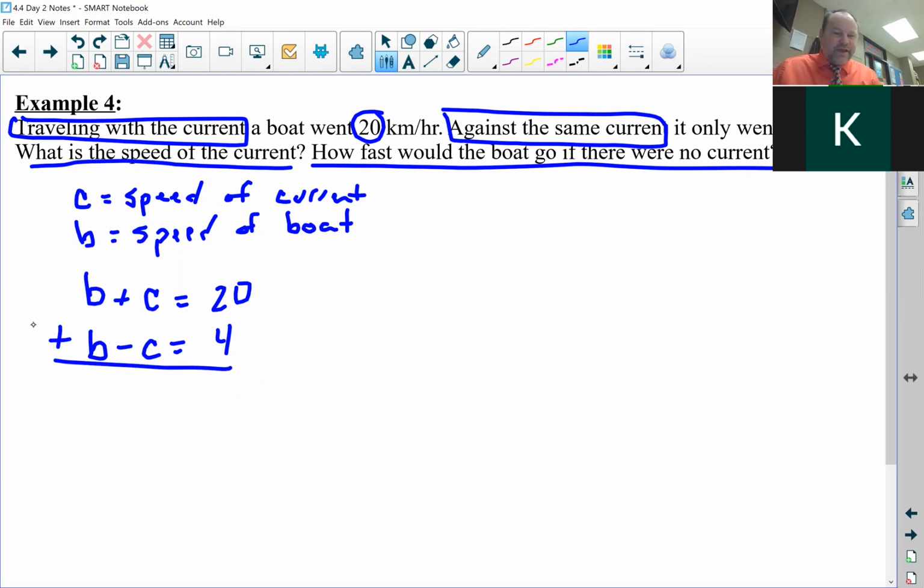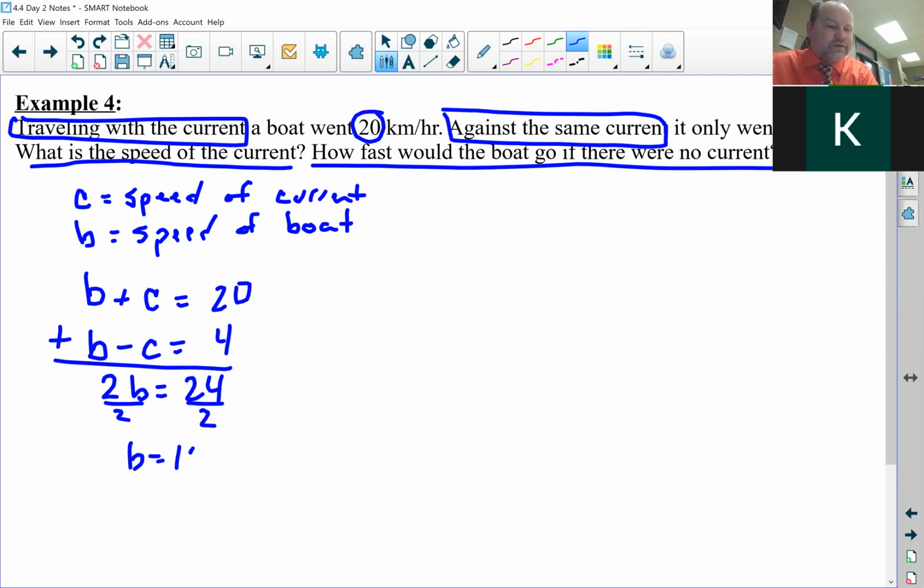Use elimination, add the two equations. B plus B is 2B. If you're into Shakespeare, it could maybe not 2B, I'm not sure. C plus negative C is 0. 20 plus 4 is 24. Divide by 2. And B is 12.